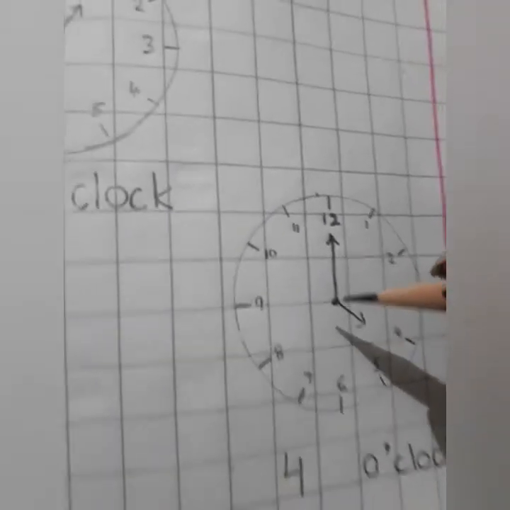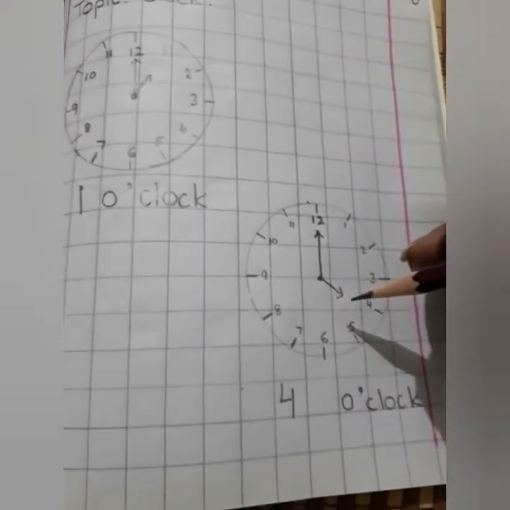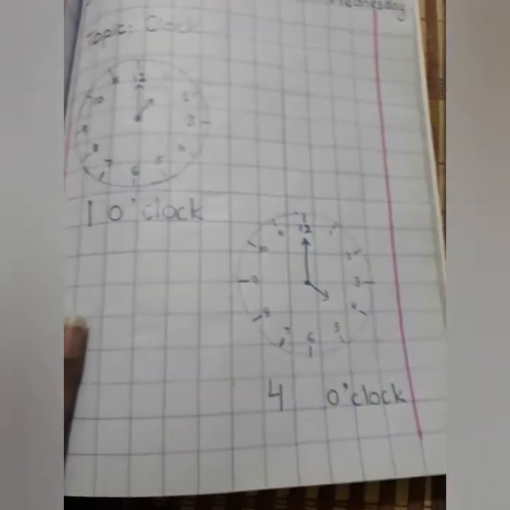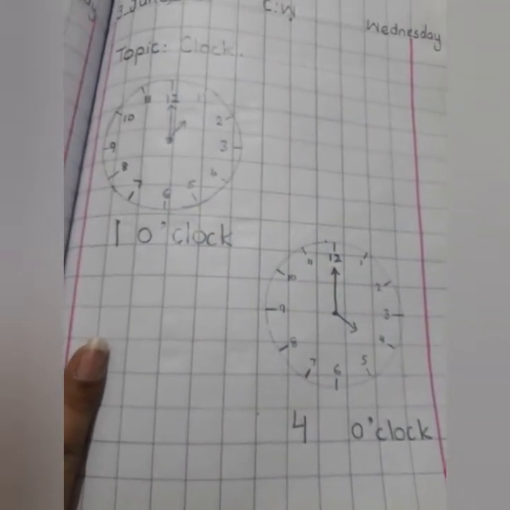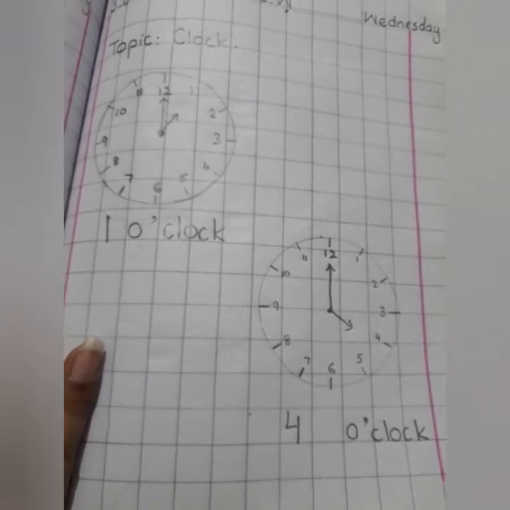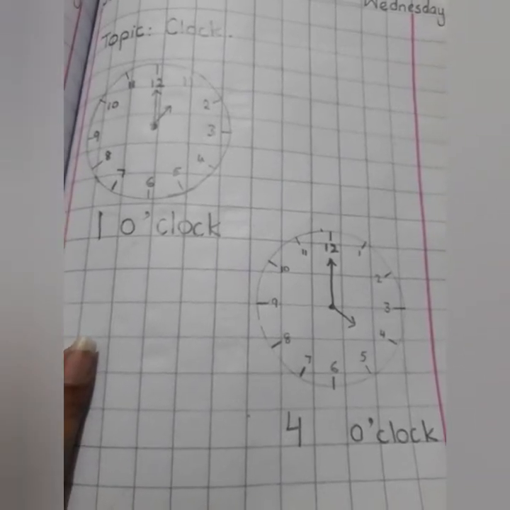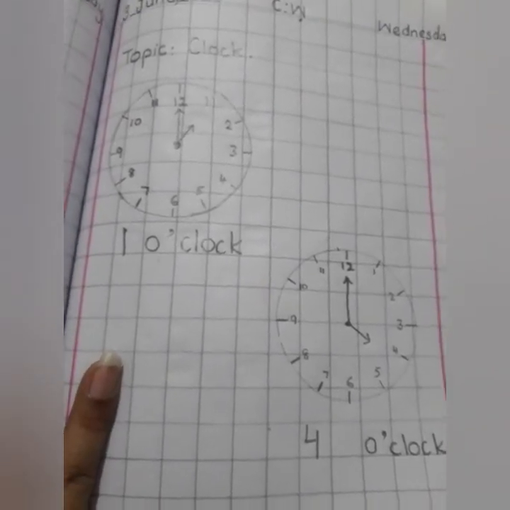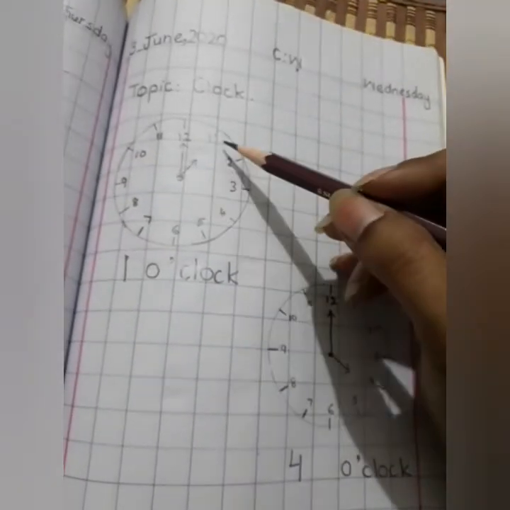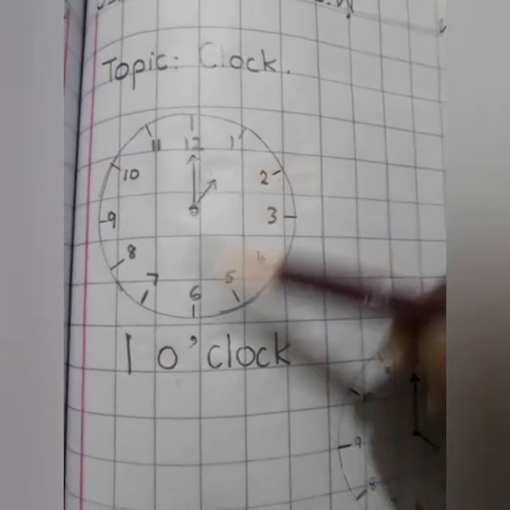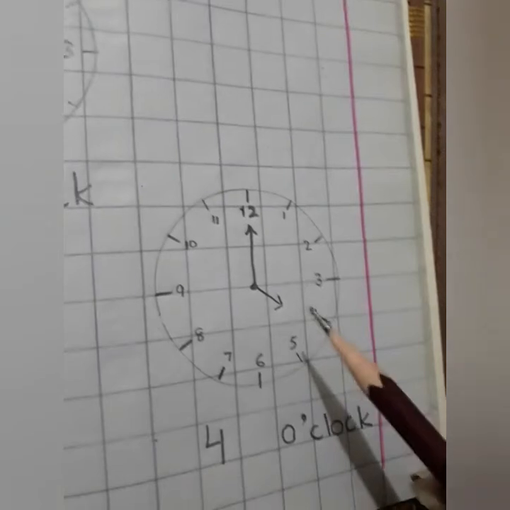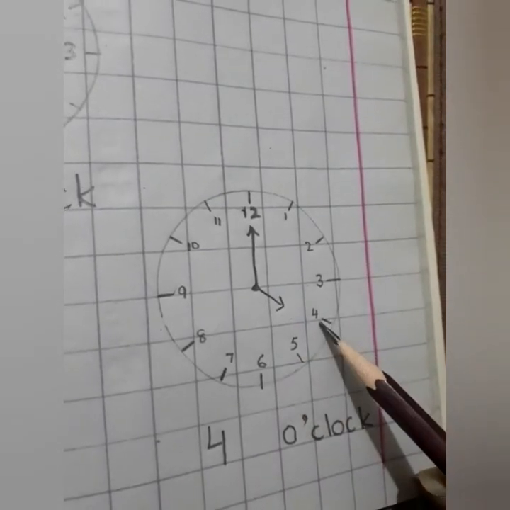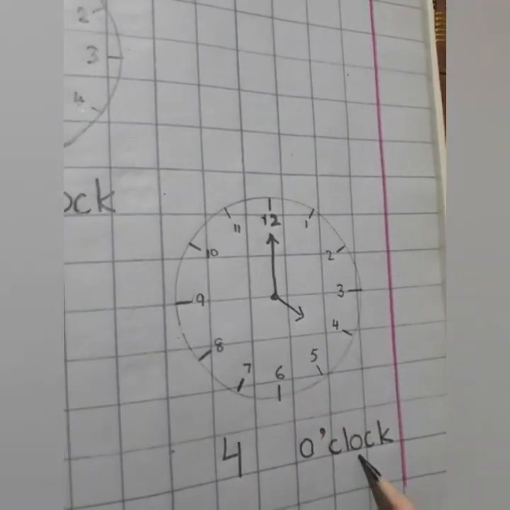We have to see the shorter hand. Which number is the shorter hand pointing to? When you find the shorter hand pointing towards that number, that is the time. Like it is pointing towards 1, so it is 1 o'clock. Over here the shorter hand is pointing towards 4, so it is 4 o'clock.